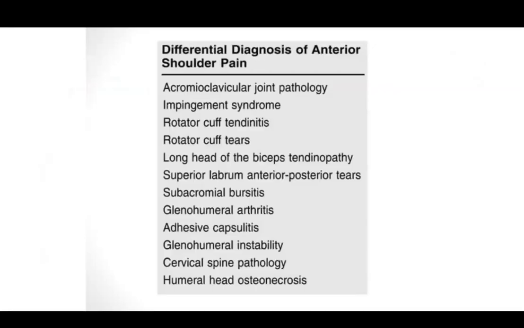So these are a few different causes that give rise to long head of biceps tendinitis. You'll have shoulder pathologies like AC joint pathologies, cuff pathologies, long head of biceps pathologies, isolated labral pathologies, capsulitis, and instability.